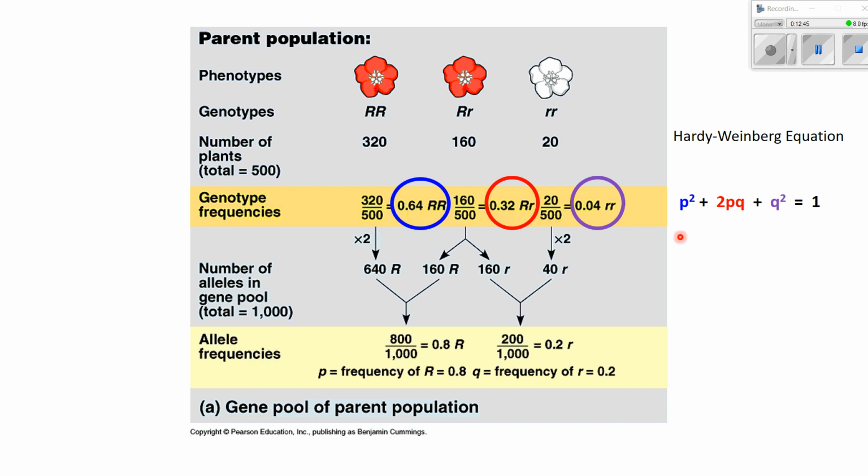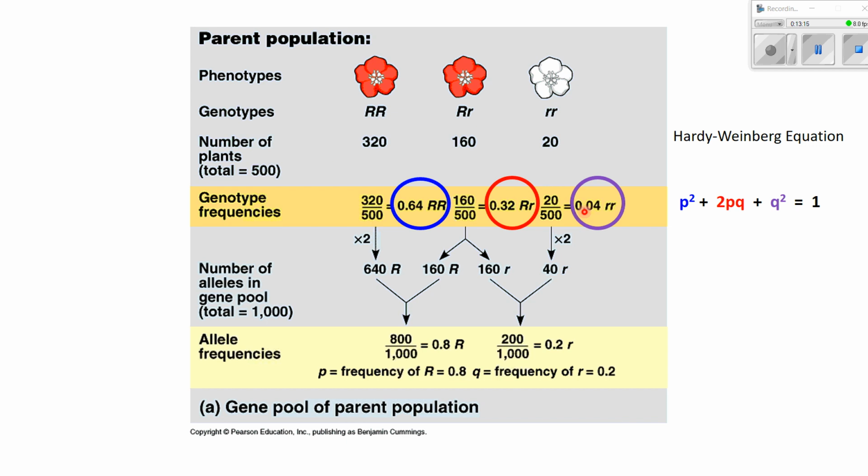And if this population is not experiencing evolutionary change right now, if there's no natural selection, there are no forces causing this population to evolve, then when these plants all start interbreeding and pollinating each other and producing offspring, the next generation should have these same numbers, these same genotype frequencies. Again, that's assuming that evolution is not taking place.